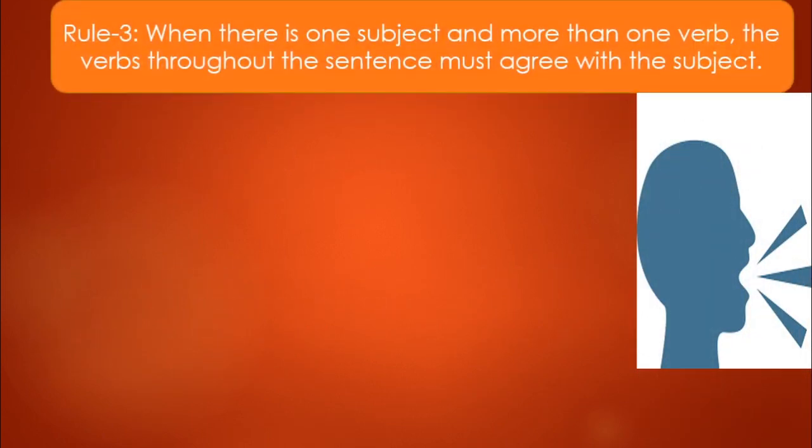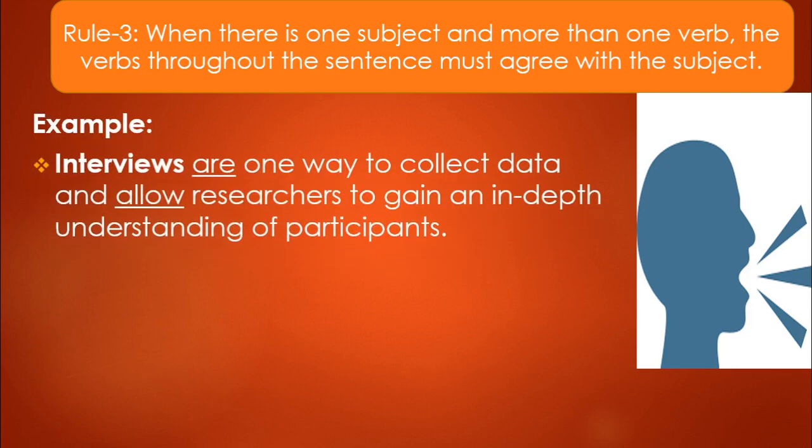Rule number 3 is when there is one subject and more than one verb, the verbs throughout the sentence must agree with the subject. You see, interviews are one way to collect data and allow researchers to gain an in-depth understanding of participants. So here the verbs are and allow agree with the subject interviews.